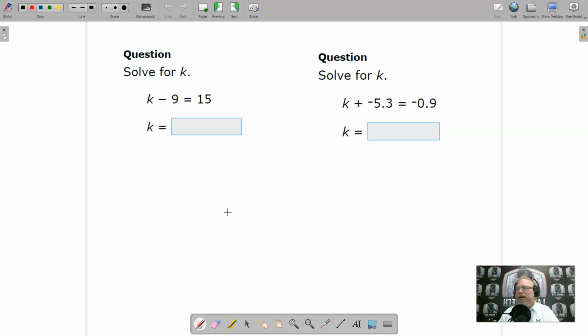Solve for k. They seem to like to use k a lot on this one, right? So k minus 9 equals 15.